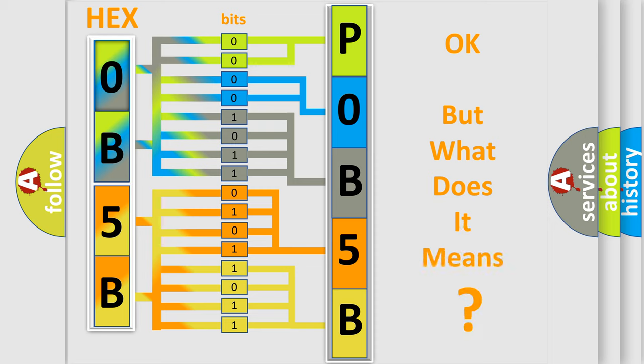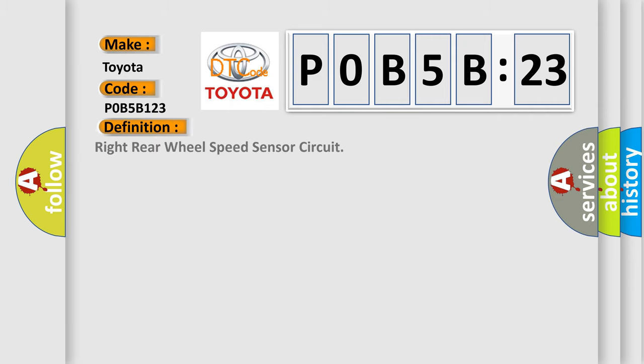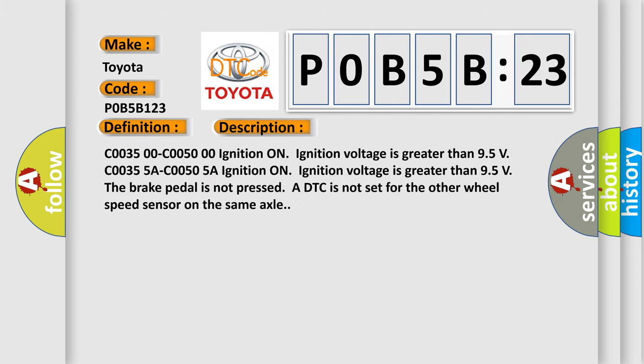The number itself does not make sense to us if we cannot assign information to what it actually expresses. So, what does the diagnostic trouble code P0B5B-123 interpret specifically for Toyota car manufacturers? The basic definition is right rear wheel speed sensor circuit. And now this is a short description of this DTC code.